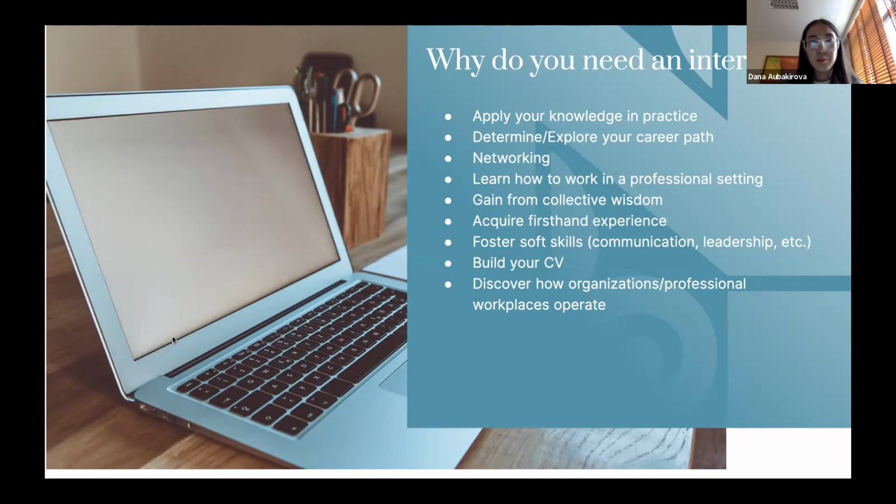Also, one of the main benefits of having an internship is gaining from the collective wisdom of your colleagues, because your colleagues are usually experienced professionals, and you can ask them any questions that you are interested in. Because you are an intern, it is legitimate for you to ask many questions and to learn new things. So you will gain from their wisdom, and it helps you to acquire first-hand experience.